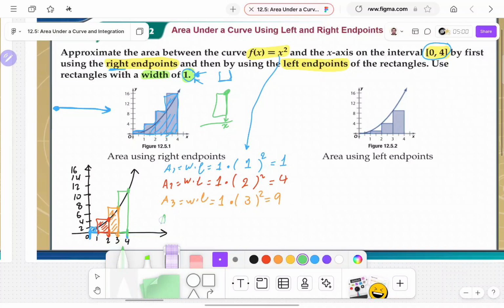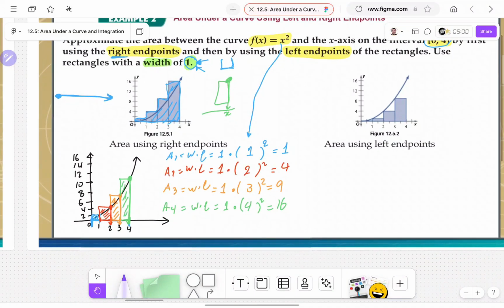Now let's find area number 4. Area number 4, width times length, is equal to 1 times the square. To find this area from the right endpoint, go down. What's the x-value? It's equal to 4. So 4 squared is equal to 16. Now what we have to do is add all the areas together.